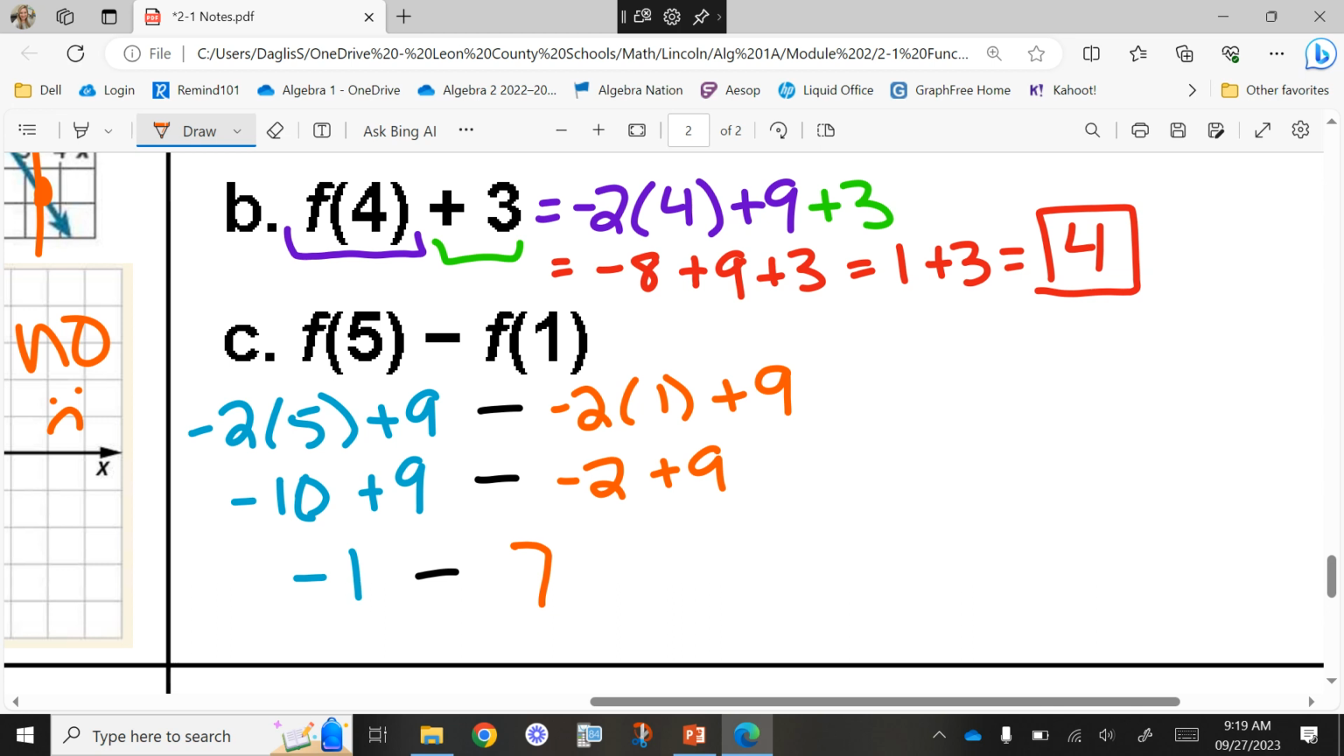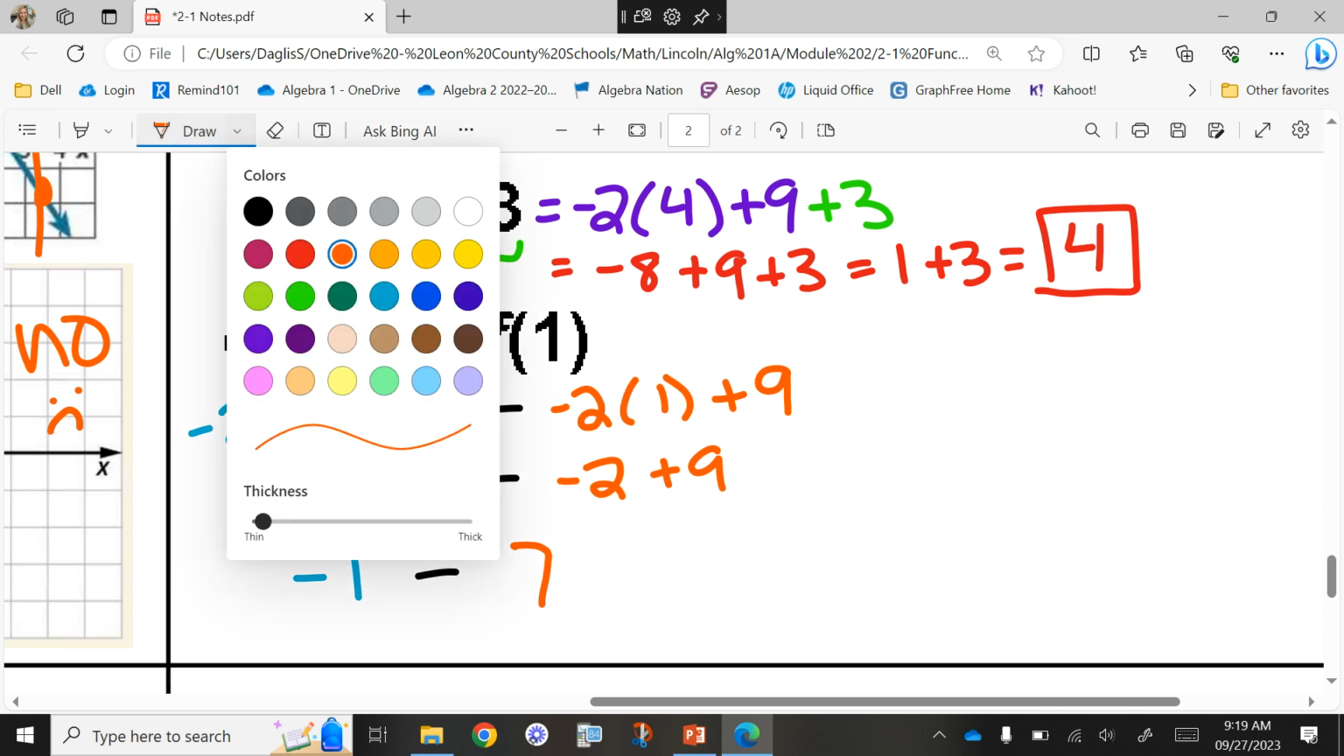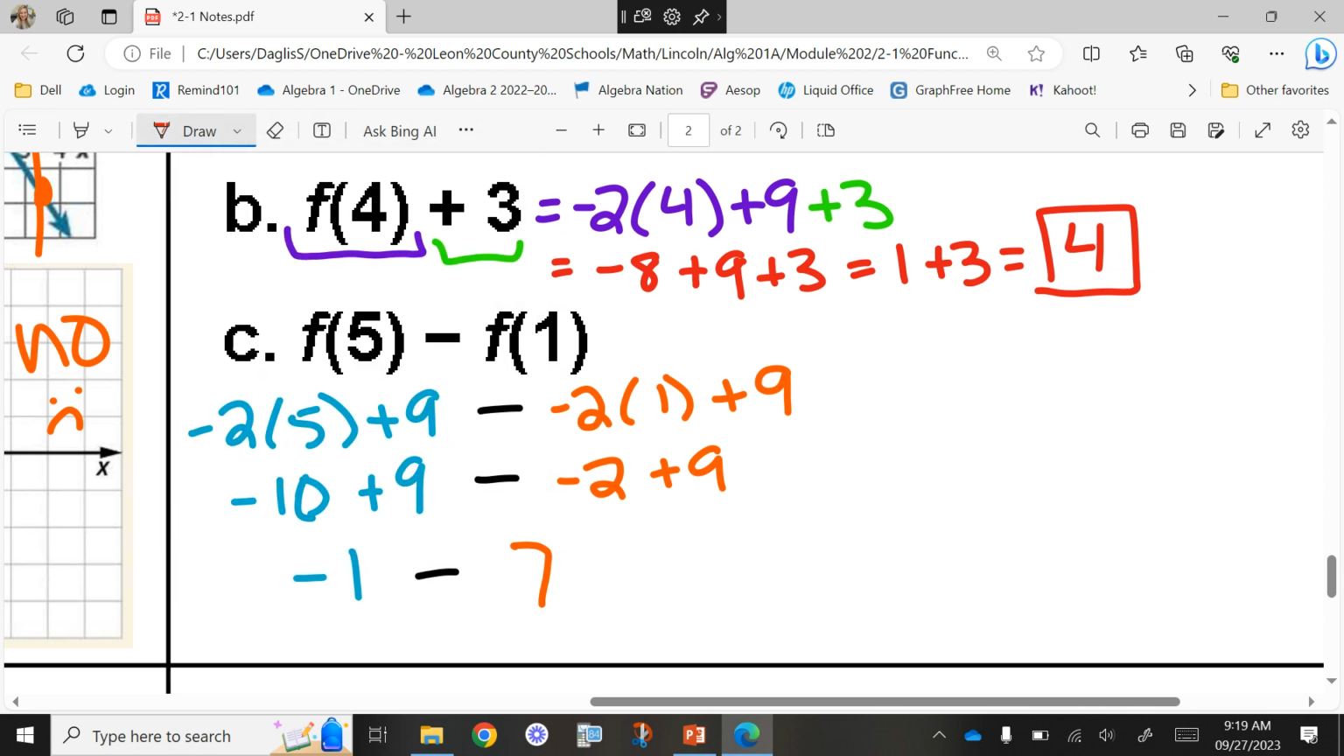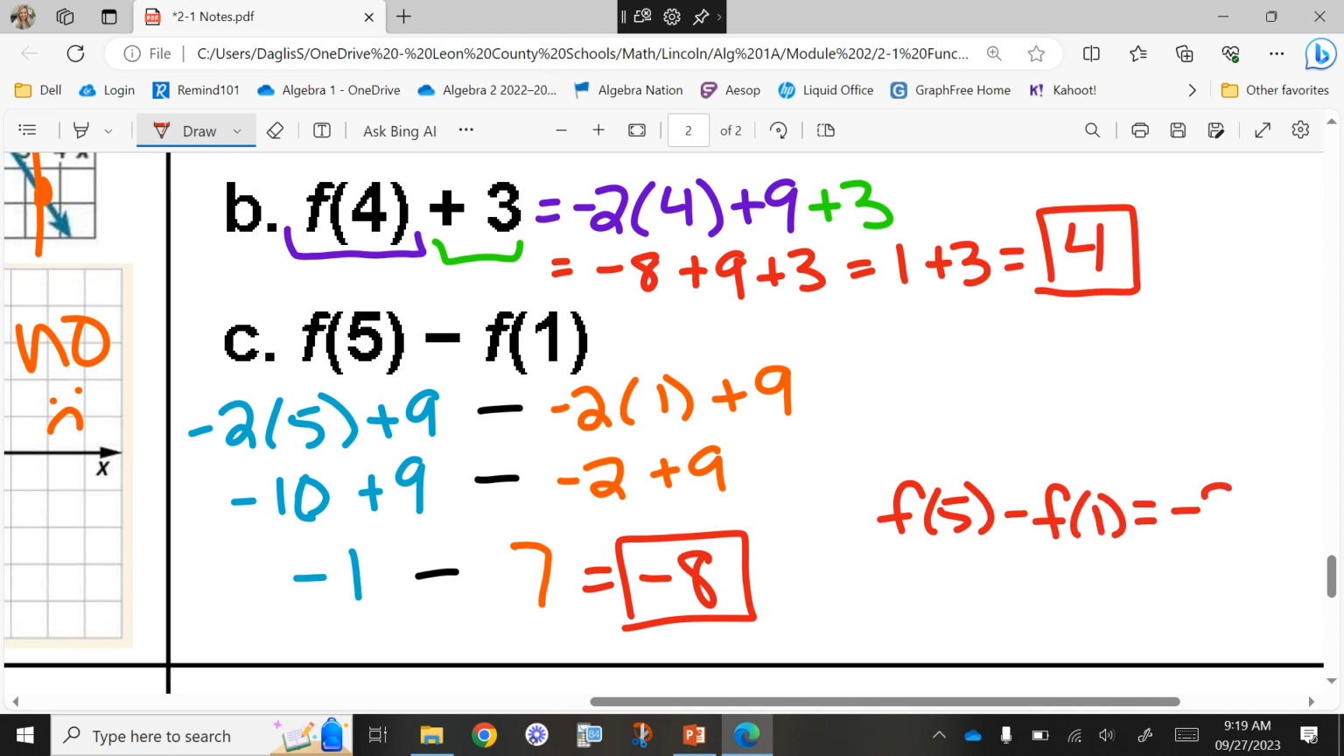So f of 5 was negative 1. F of 1 became 7. So now we're going to subtract them. What is negative 1 minus 7? Negative 8. So we can say f of 5 minus f of 1 equals negative 8. That's another way you could write your answer also. This is what you told me to do, and this is what I got out of it.